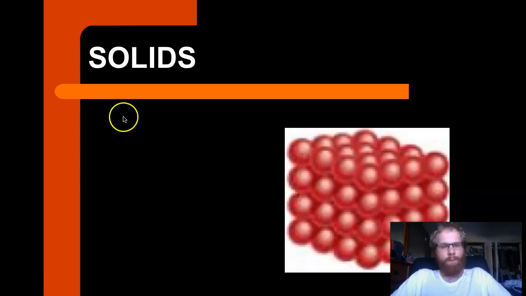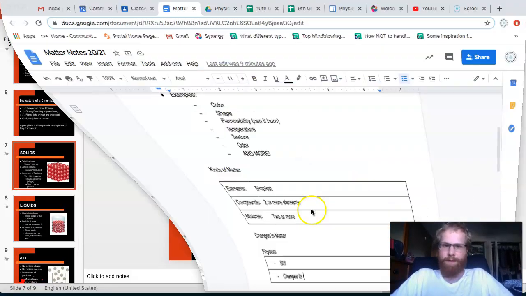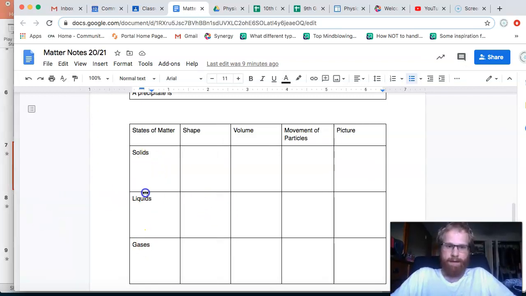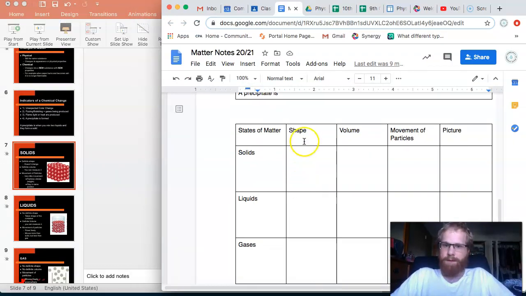Okay, so there is a table that we're getting to now in our notes, and it's framed a little bit differently than the notes that I have. We're going to be talking about solids, liquids, and gases, and I just want to show you guys how it works. So I'm asking you guys to write things down about the shape, volume, movement of particles, and just a simple picture. You could copy and paste a picture from the internet. I'm going to say picture/example. So if you just wanted to give me an example of a solid, a liquid, or gas, that would also be fine as well.